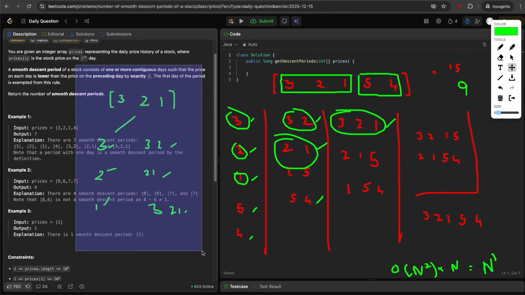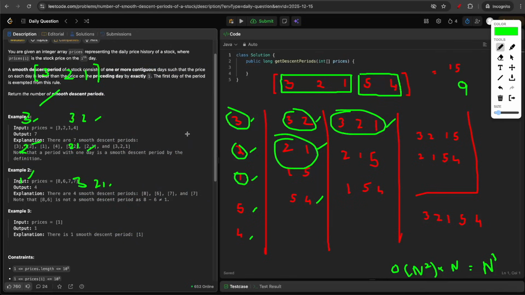Now let's look at the other one, which is 5 and 4. 5 and 4 is also a smooth descending period. If we take all possible subarrays of this, it is 5, 4, and then 5, 4. Now if we look at this in our all possible subarrays, 5 is included, 4 is included, 5, 4 is also included. So if we just split the entire array into smooth descending periods, count how many subarrays can be formed for each part and add them all, that will be our answer.